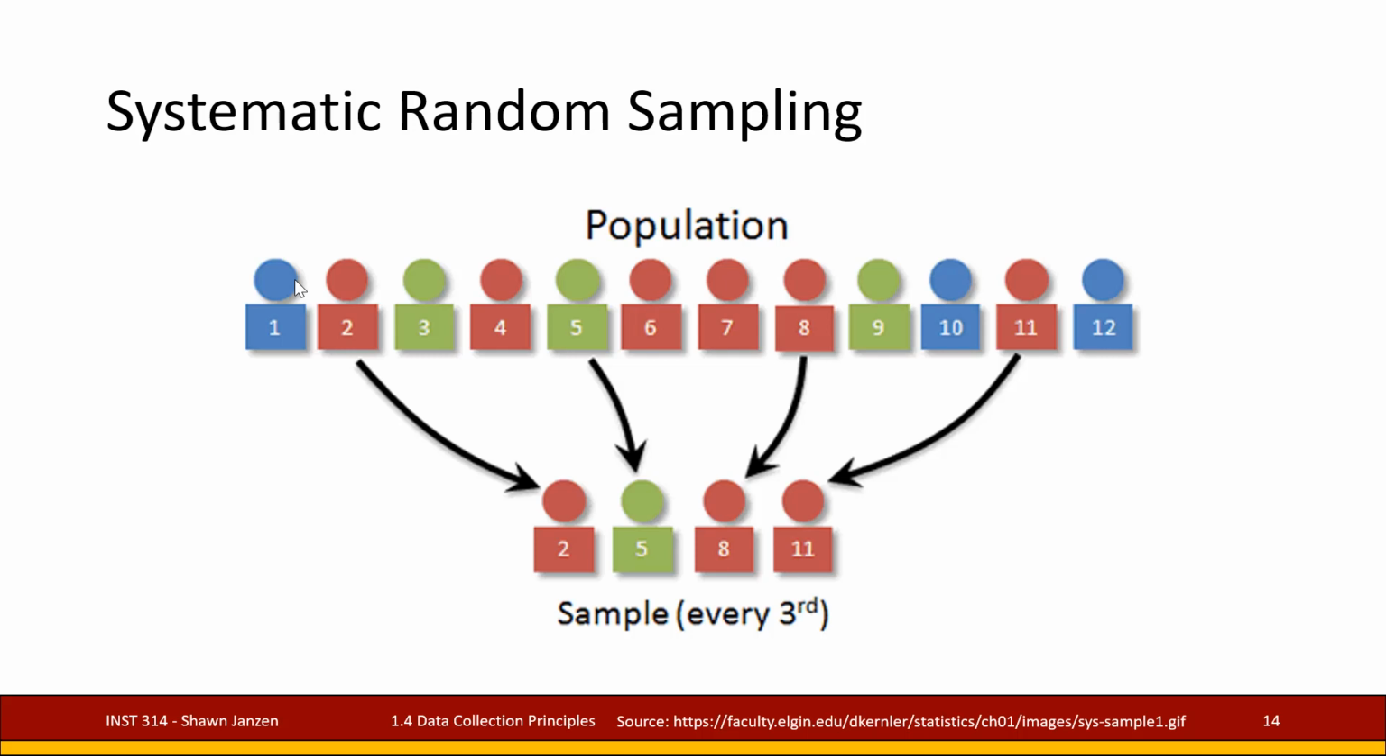So the graphic up on the slide right here shows that we have a population of 12, and we've started with the second, and then we're sampling every third. So we would choose 2, 5, 8, and 11 to become our members of our sample.